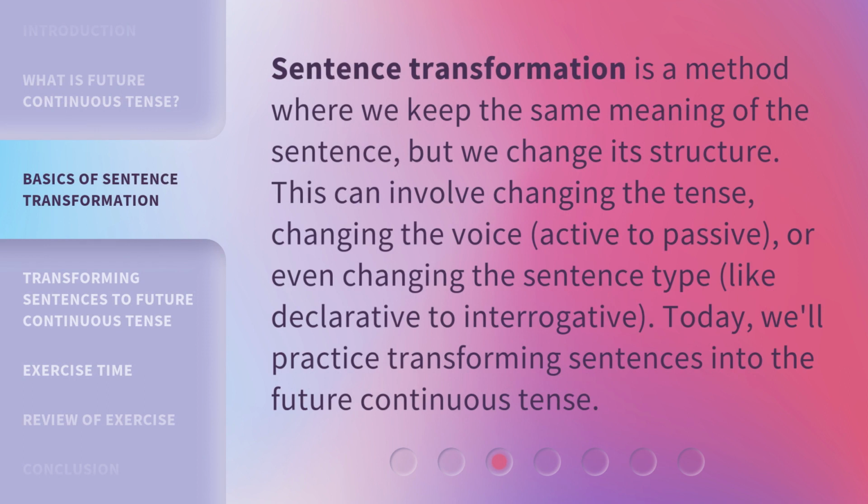Sentence transformation is a method where we keep the same meaning of the sentence, but we change its structure. This can involve changing the tense, changing the voice, active to passive, or even changing the sentence type, like declarative to interrogative. Today, we'll practice transforming sentences into the future continuous tense.